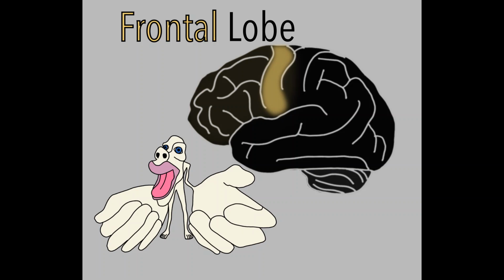This little man is called a homunculus. It is a representation of the distribution of neurons within motor cortex. Notice how big the hands are and how small the trunk of the body is.